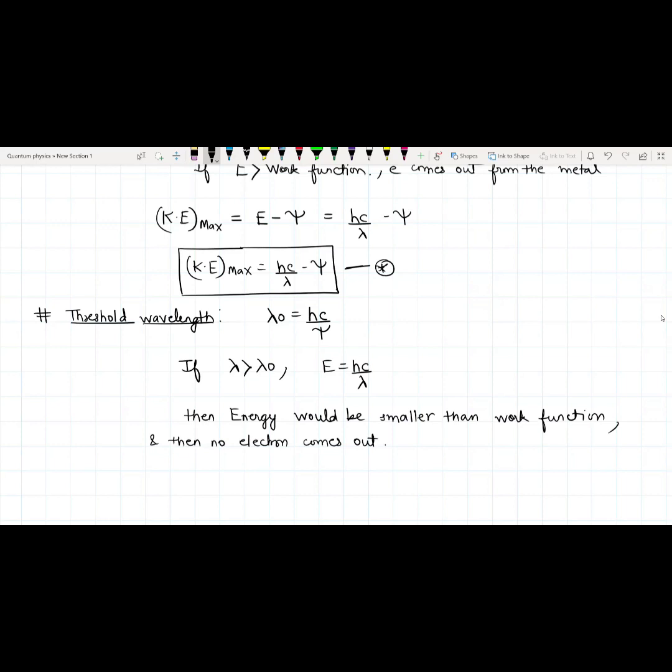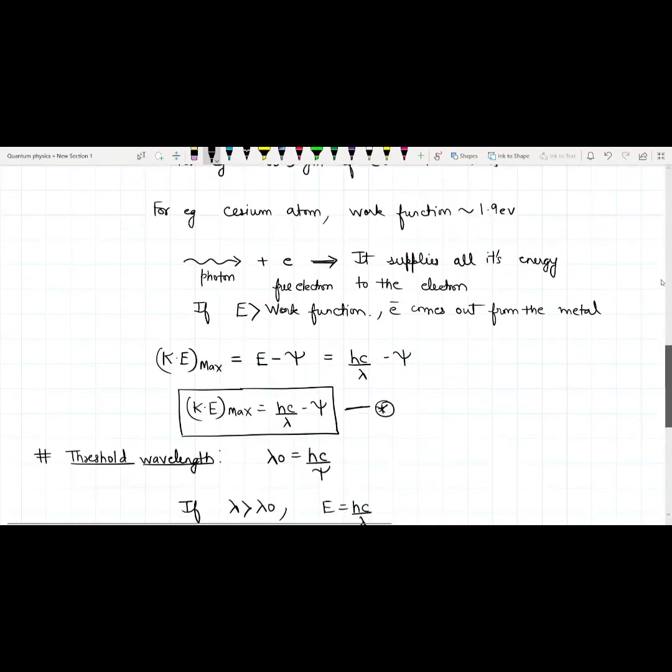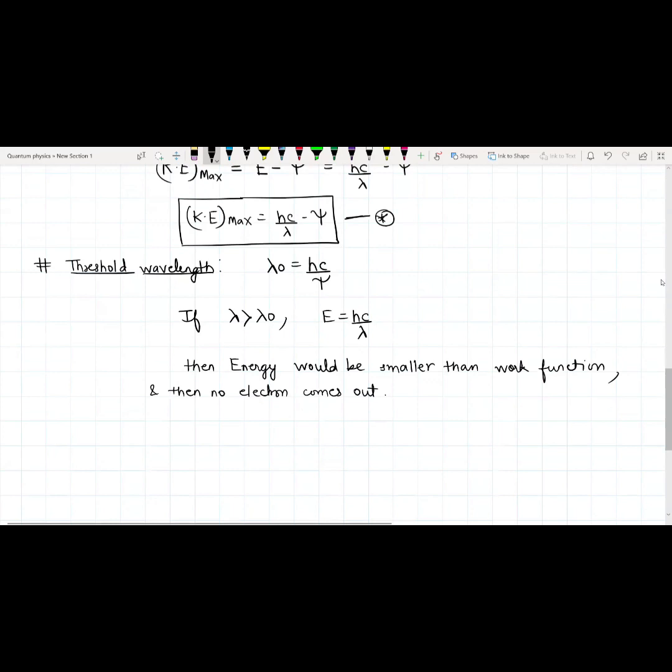So this is the basic idea of this maximum wavelength. Sorry, this has to be the maximum wavelength. Any wavelength lesser than this lambda naught is allowed, but if lambda becomes greater than lambda naught, there are two explanations. The kinetic energy becomes negative, and also, from this relation, the energy becomes much smaller. And if the energy becomes much smaller than the work function, then we know that no electron comes out.